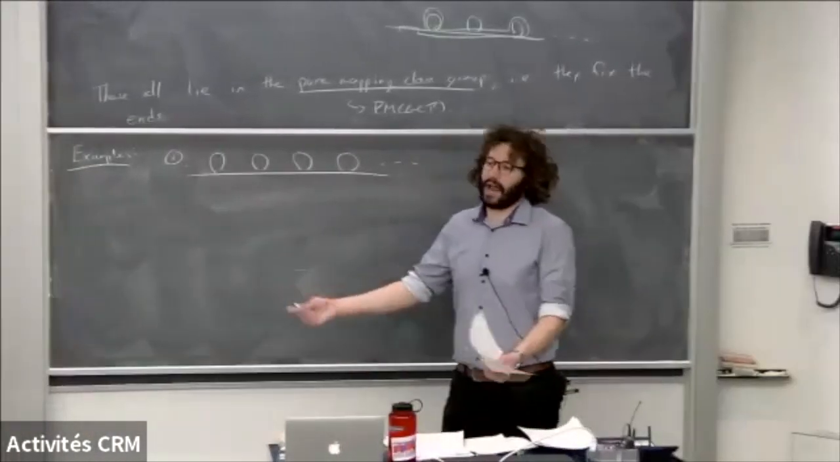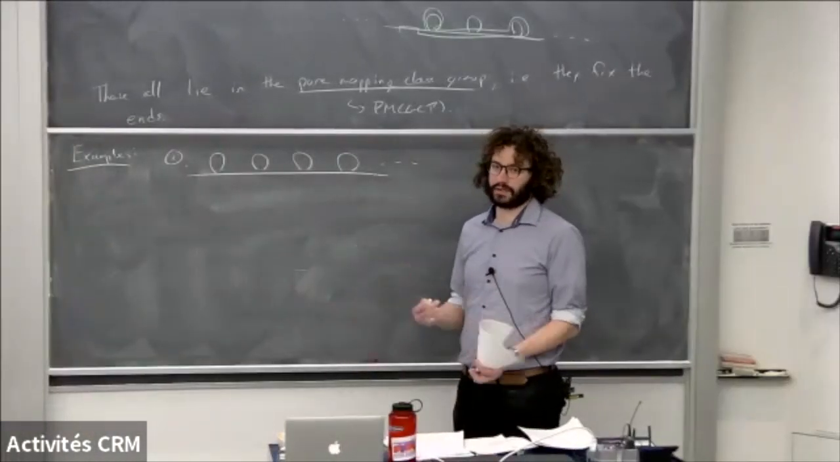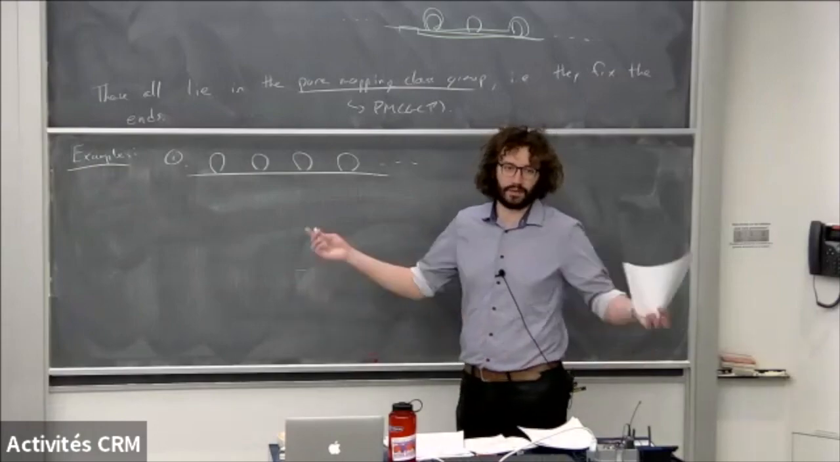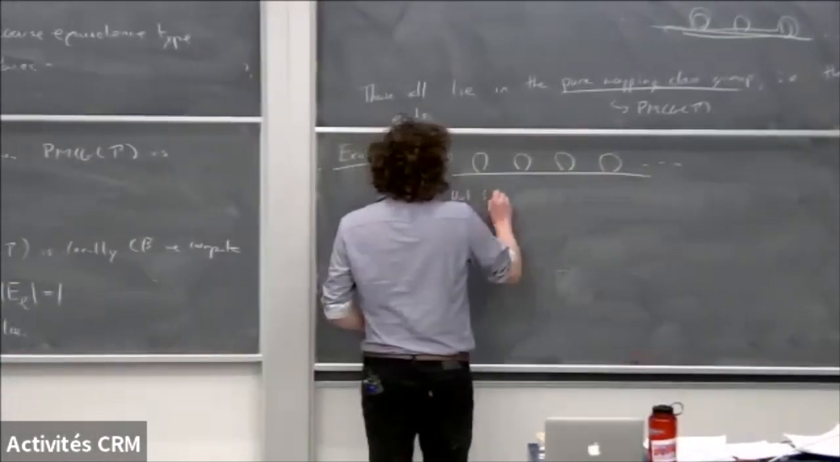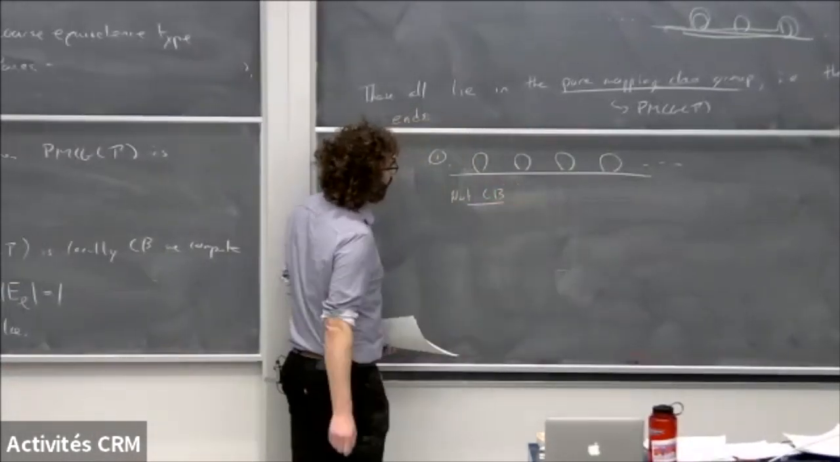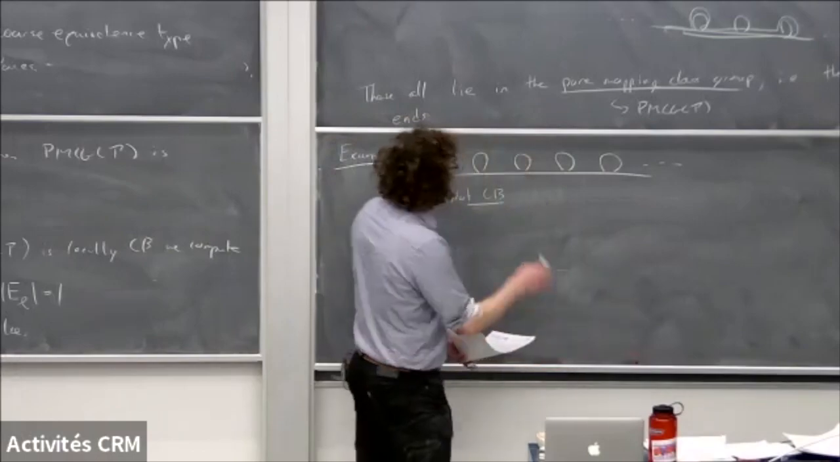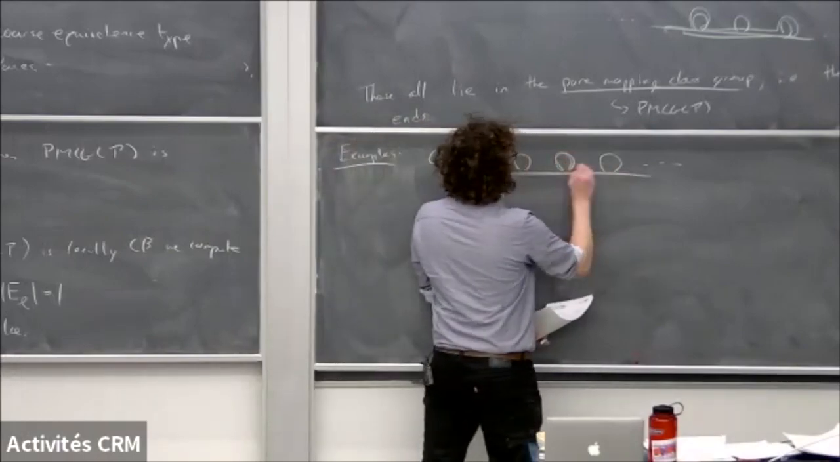So this graph, you look at its pure mapping class group. We want to first ask, is it CB or not? Is it coarsely bounded or not? And then ask, is it locally? I mean, if it's coarsely bounded, it's definitely locally. So this one is not coarsely bounded, so it has some interesting geometry. And what is that geometry? Well, it really does come from this shift map.